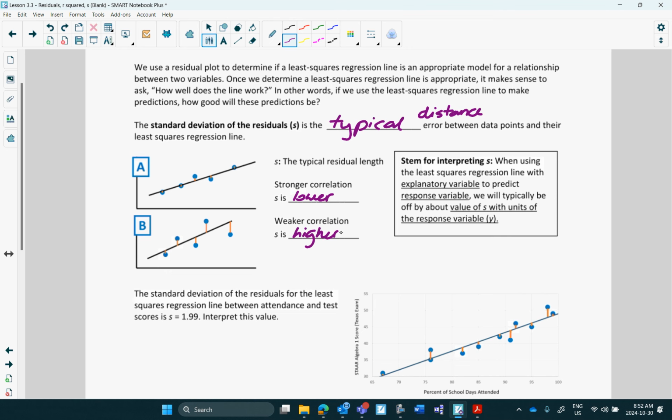And this is kind of a sentence you can use when you're asked to interpret the standard deviation of the residuals. Okay? We're not going to worry about how to calculate S. We're going to focus on how to interpret it.